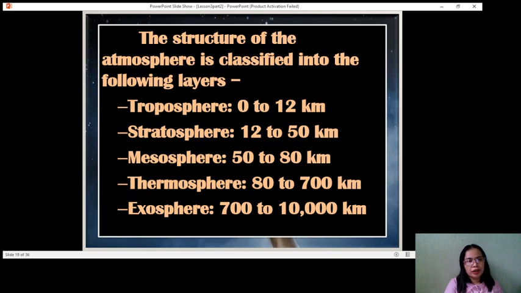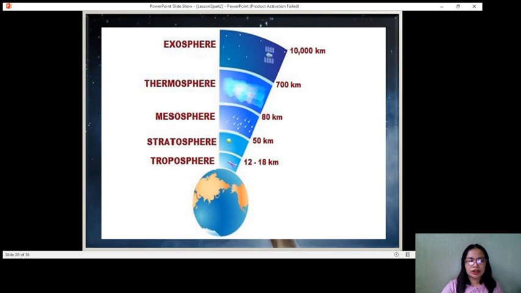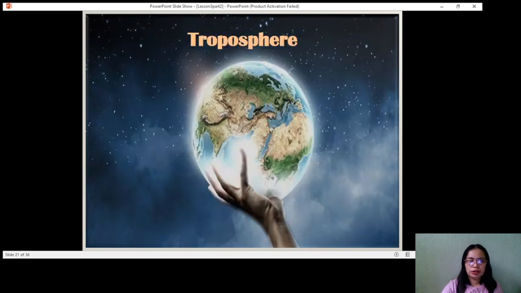The structure of the atmosphere is classified into 5 layers. These are the troposphere, stratosphere, mesosphere, thermosphere, and exosphere. This is the picture of the troposphere, stratosphere, mesosphere, thermosphere, and exosphere.